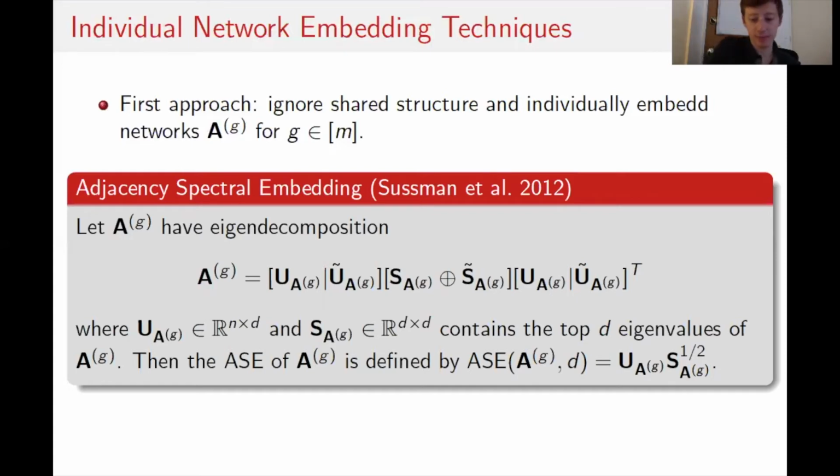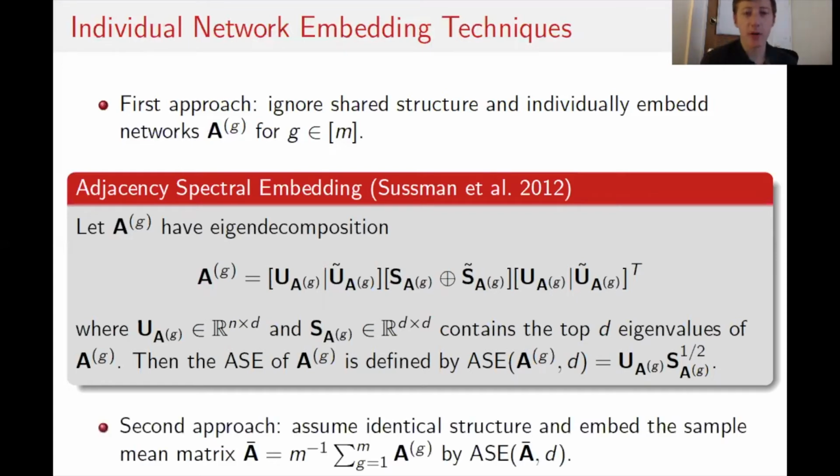A second approach is to assume that all of the graphs share identical structure and embed the sample mean instead. So instead of individually embedding each one of these networks, we can just create the sample mean matrix by taking the average across all of these adjacency matrices and then looking at its adjacency spectral embedding.